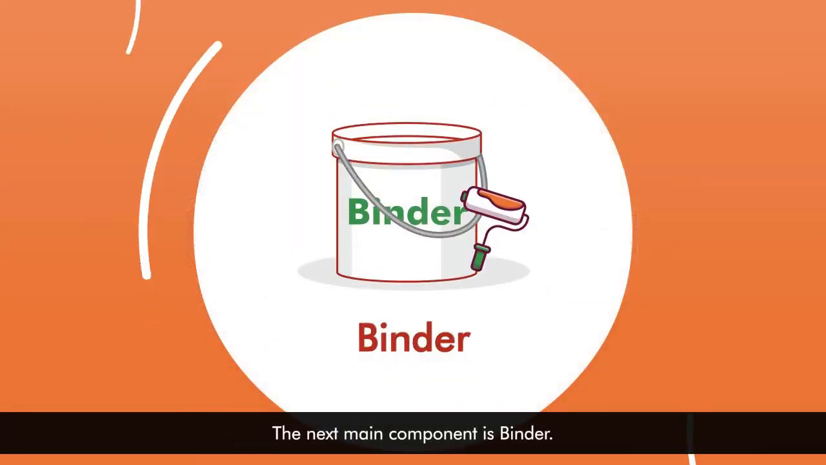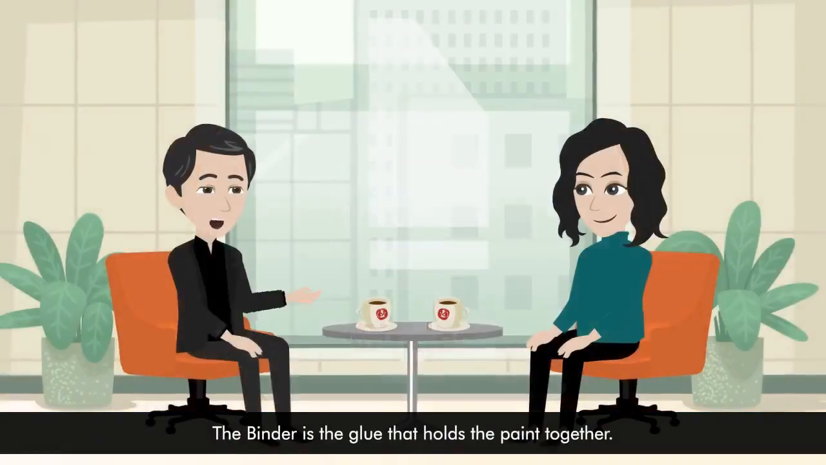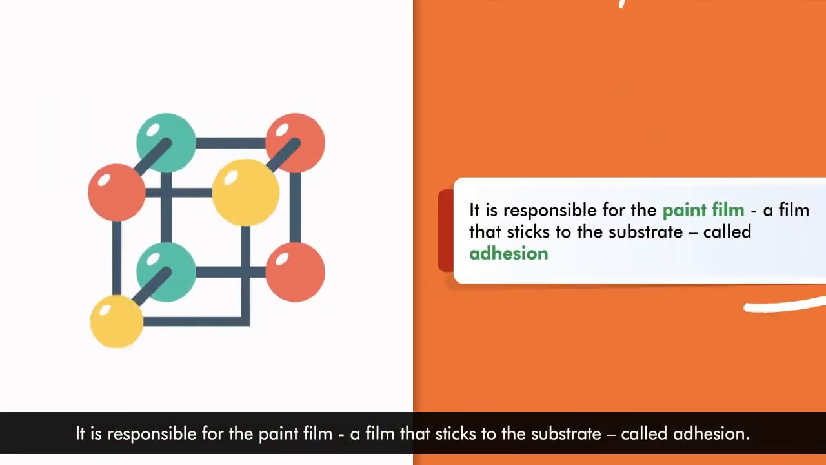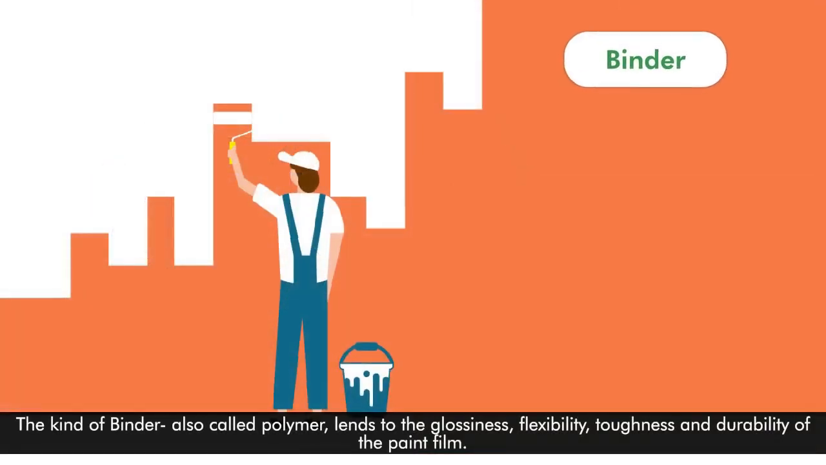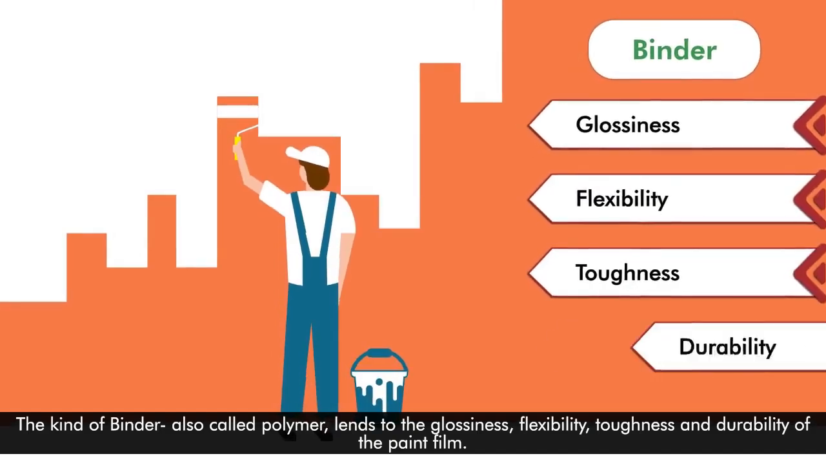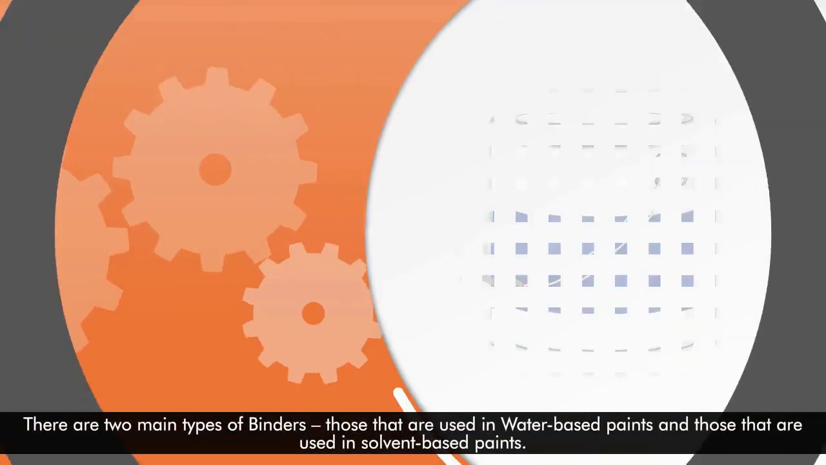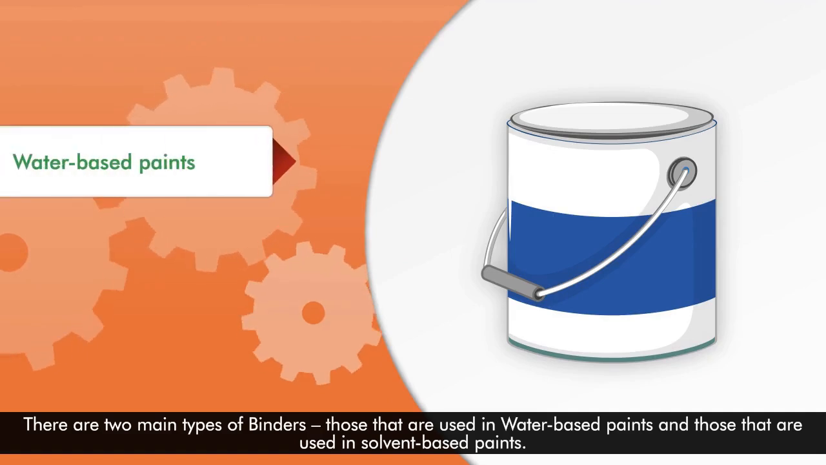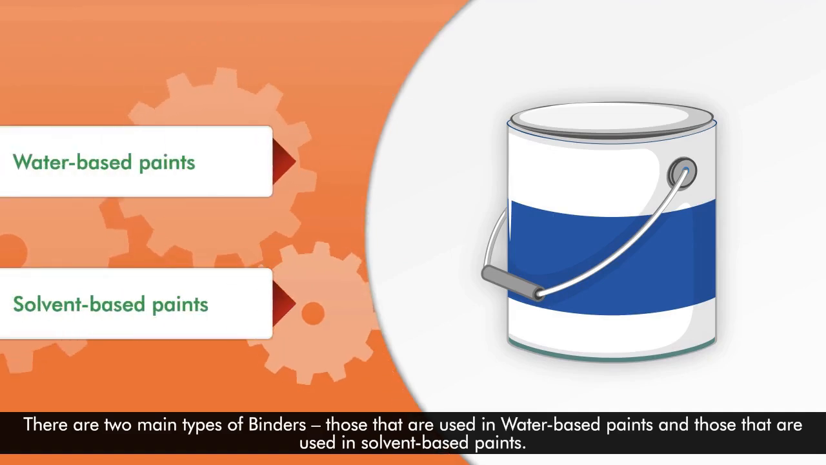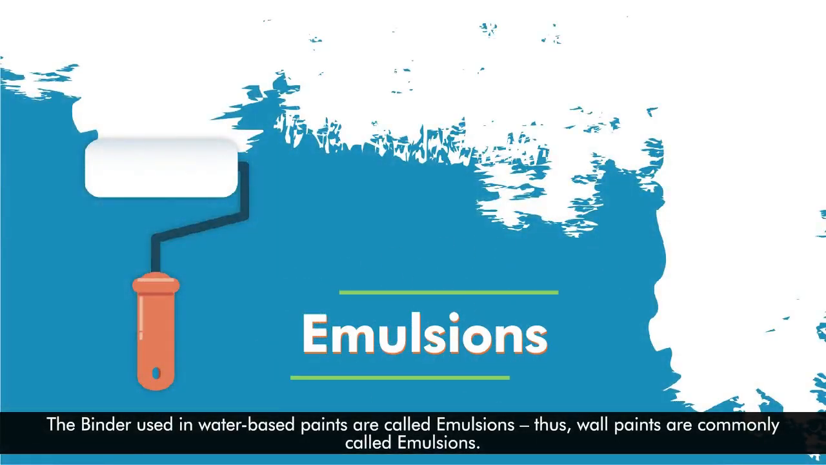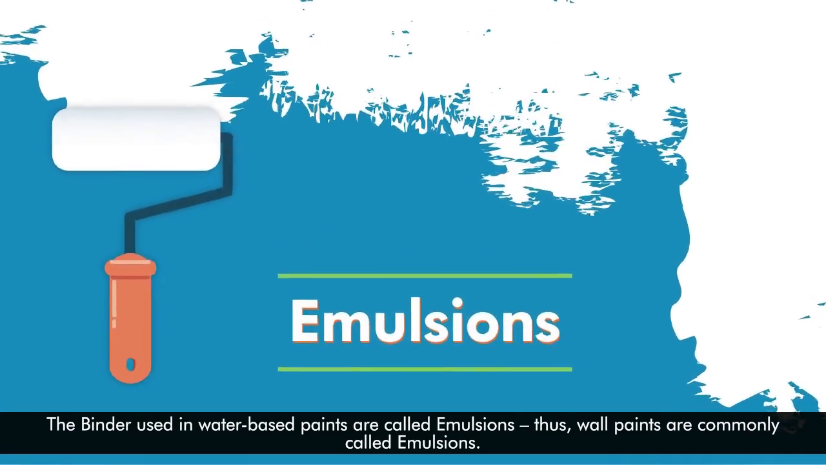The next main component is binder. The binder is the glue that holds the paint together. It is responsible for the paint film, a film that sticks to the substrate, called adhesion. The kind of binder, also called polymer, lends to the glossiness, flexibility, toughness, and durability of the paint film. There are two main types of binders: those used in water based paints and those used in solvent based paints. The binder used in water based paints is called emulsions. Thus, wall paints are commonly called emulsions.